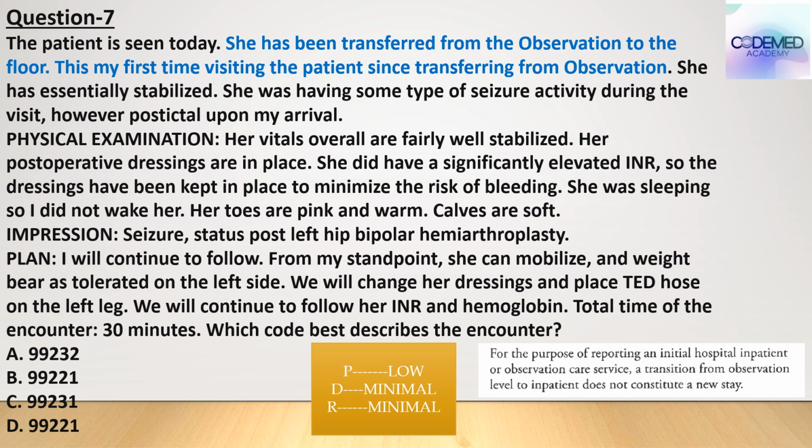Now in this case what has happened is the patient has been transferred from the observation to the floor, and there is a very important guideline that for the purpose of reporting an initial hospital inpatient or observation care service, transition from the observation level to the inpatient does not constitute a new stay. So this is from observation to inpatient. When she has gone, the stay is considered the same stay, and that is a very important guideline.